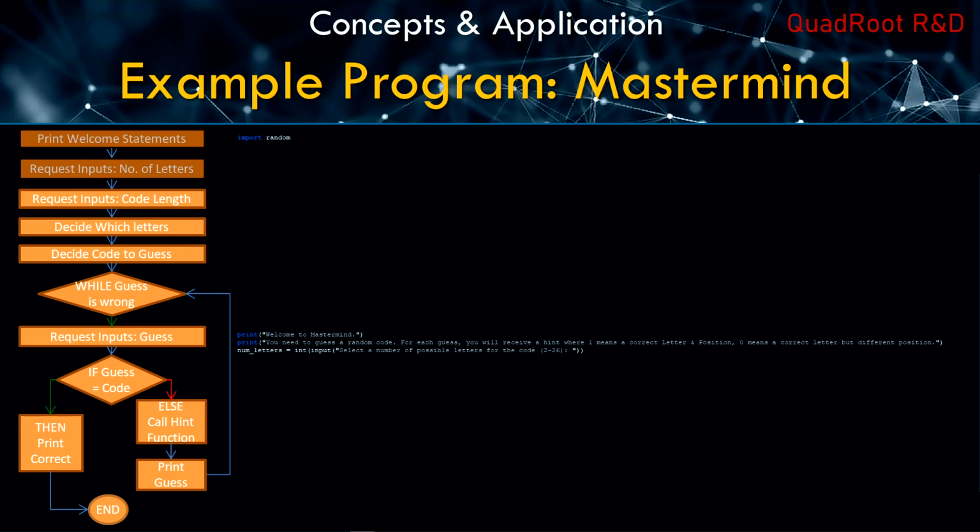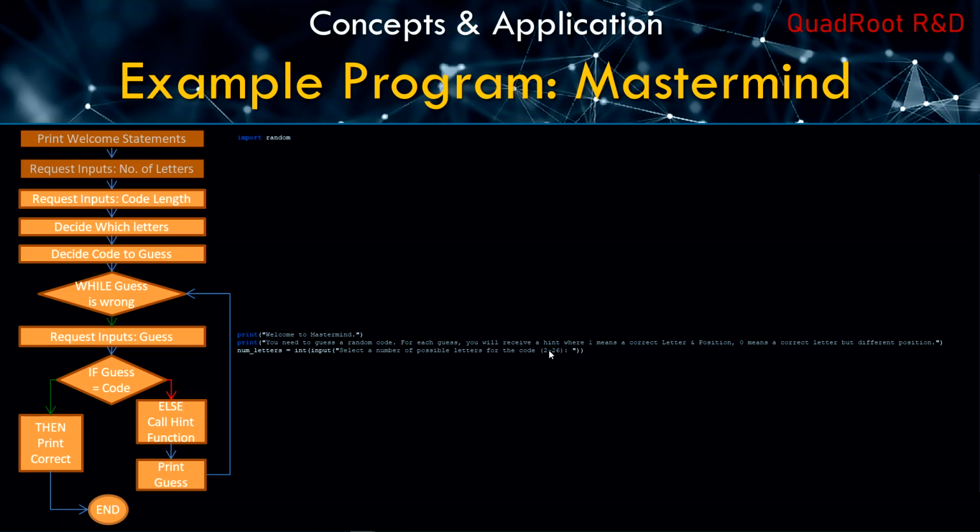And so the next thing is you request the number of letters. So you ask the user and you put the input into a variable called num letters. So this will be the number of letters. And we'll prompt the user with the input statement: select a number of possible letters for this code. It can be anywhere from 2 to 26. Now 26 being most complex and 2 being the easiest. So 26 using all letters of the alphabet and 2 using at least 2 letters.